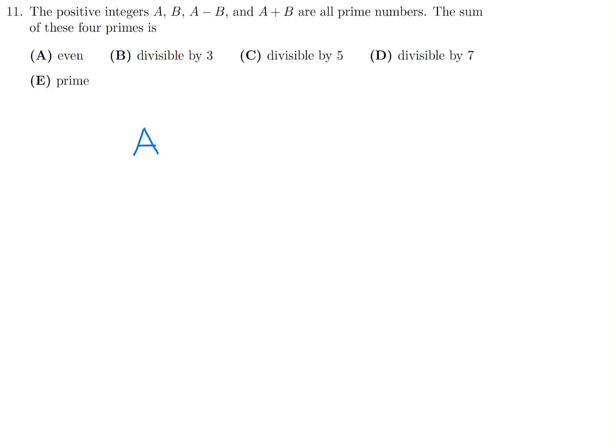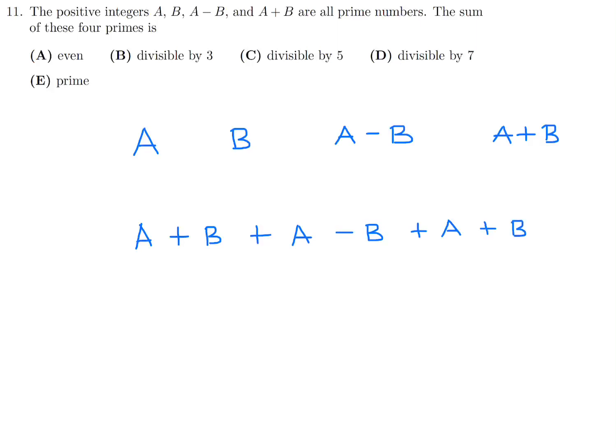So we have a, we have b, we have a minus b, and we have a plus b, and these are all prime numbers. They're saying if you add them all up, a plus b plus a minus b plus a plus b, what is this? Well, the b's cancel, and we get 3a plus b. So we obviously have to assign some numbers to this, otherwise all we have is a's and b's.